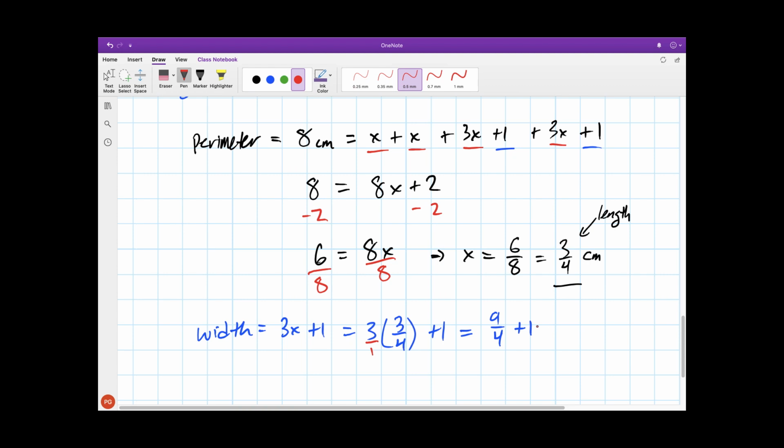To add these two together, we need to turn this into a fraction with a denominator of 4. So 1 turns into 4 over 4. We can add the tops together, keeping our denominator the same. We get an answer of 13 over 4. So those are our 2 answers for the length and the width.